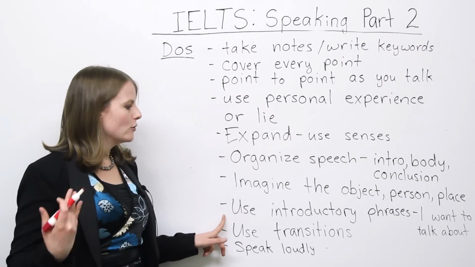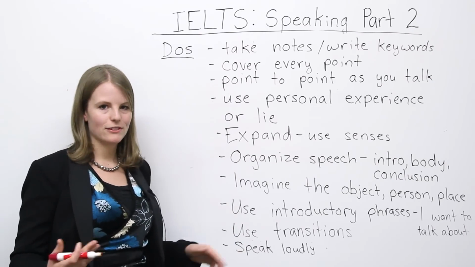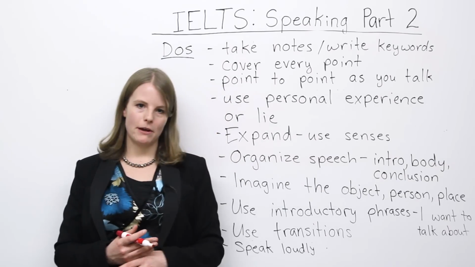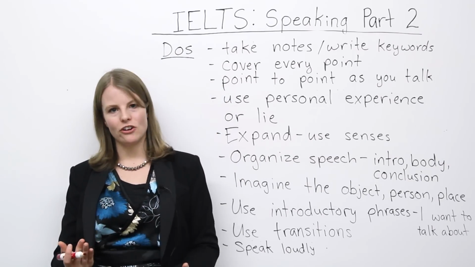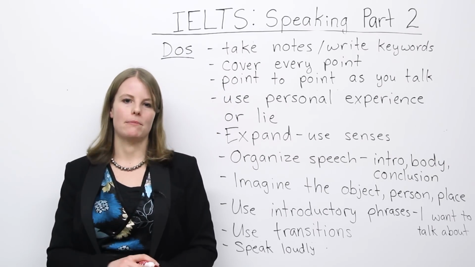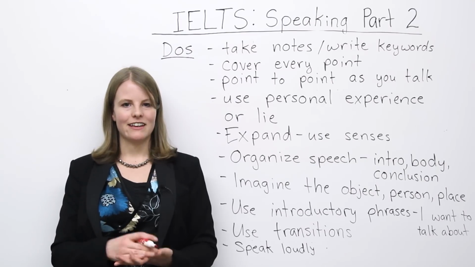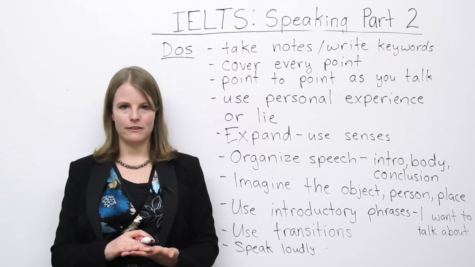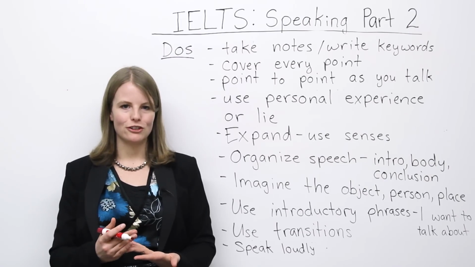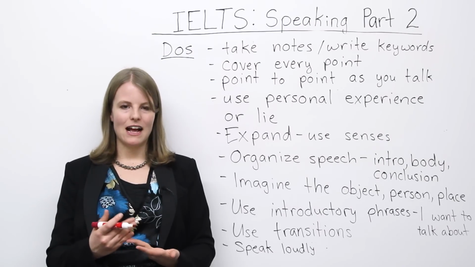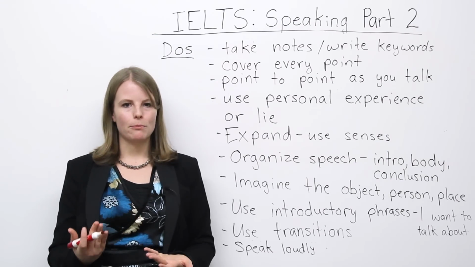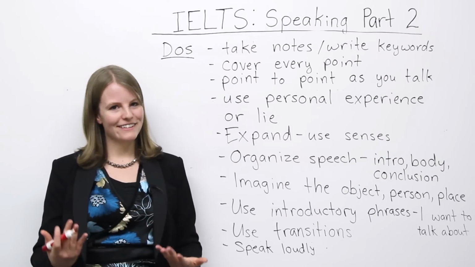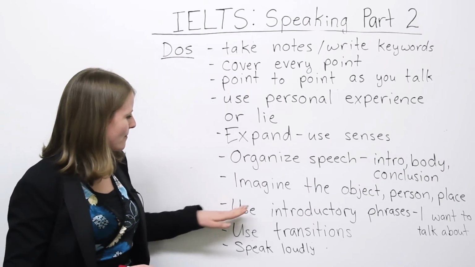Okay. Use introductory phrases. So when you introduce your topic, first thing you should say, I want to talk about blank. I'd like to talk about blank. I'm going to talk about blank. You can use any of these, but it's good. This can be your introduction. I'm going to talk about my trip to Spain. I'm going to talk about my teacher, Mrs. Fitzgerald. I'm going to talk about the most precious object in my life, which is my pocket watch. Okay, so you can say whatever you'd like, but use an introductory phrase.